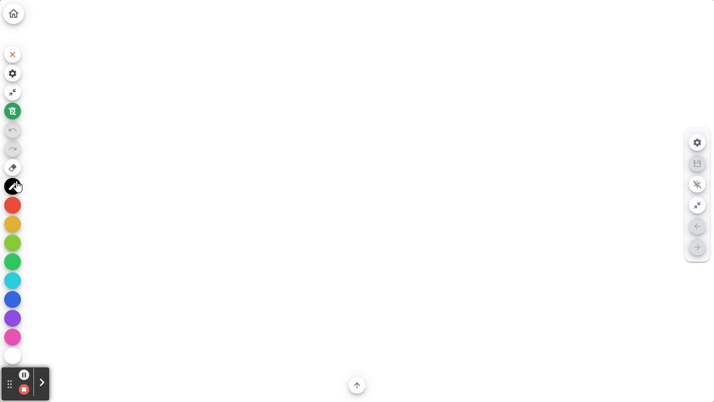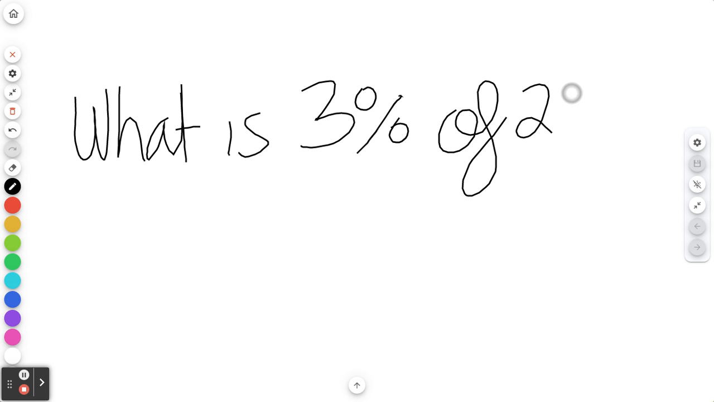So right now I want to do it in our notebook. Here we go. Write it in your notebook. What is 3% of 200? What is 3% of 200?